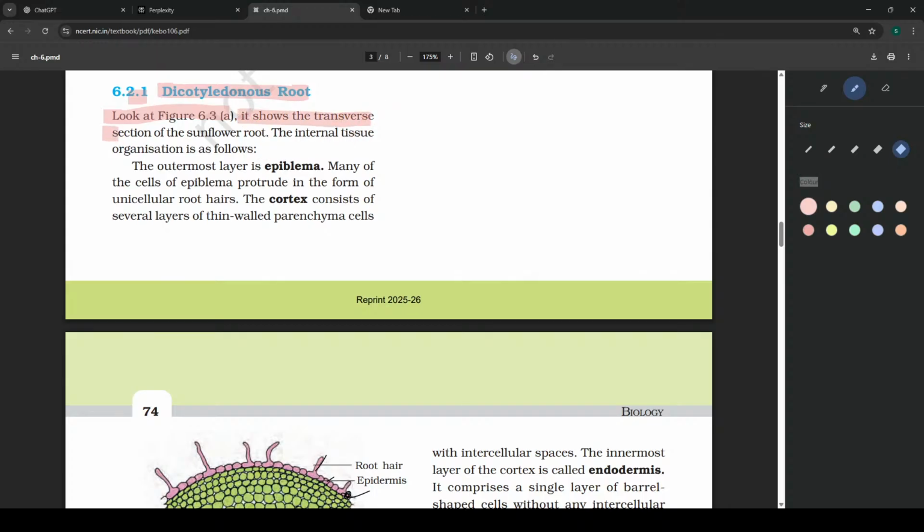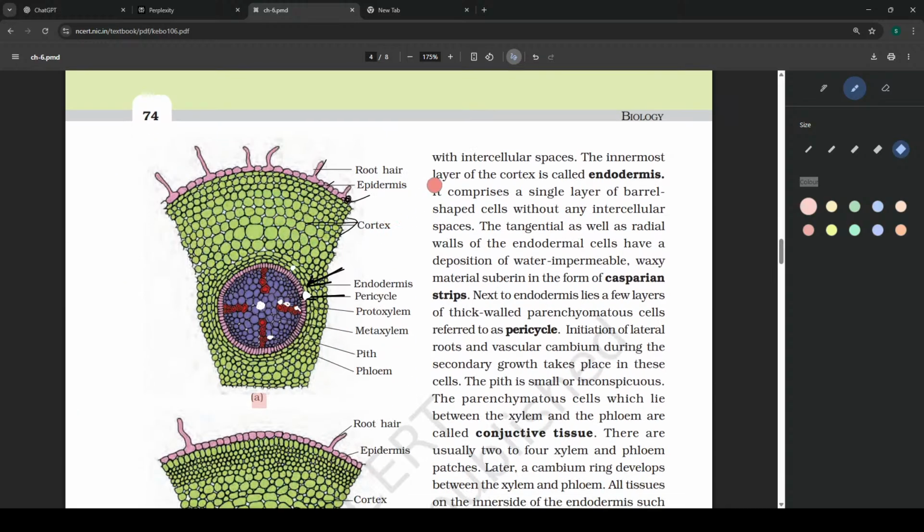It shows the transverse section of the sunflower root. The internal tissue organization is as follows. The outer layer is epiblema. Many of the cells of epiblema protrude in the form of unicellular root hairs. The cortex consists of several layers of thin-walled parenchyma cells with intercellular spaces. The innermost layer of the cortex is called the endodermis. It comprises a single layer of barrel-shaped cells without any intercellular spaces.